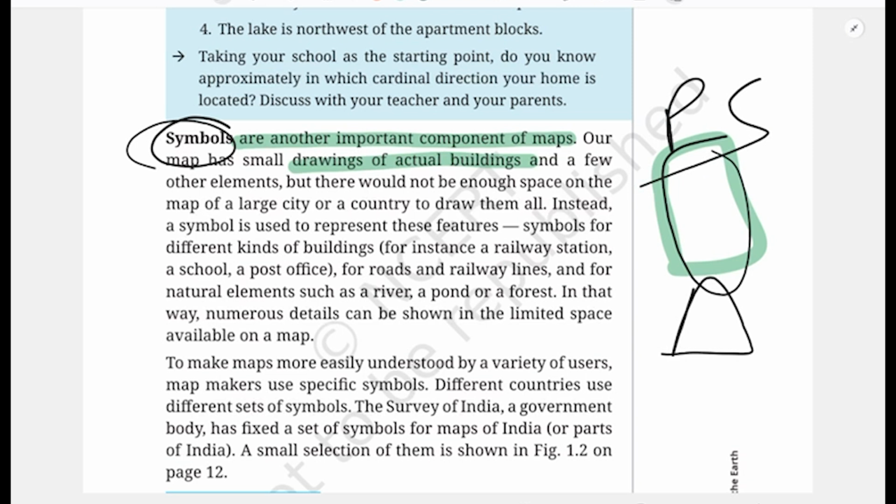All these are the symbols to represent the actual buildings and a few other elements, but there could not be enough space on the map of a large city to represent them as they look. So they take the aid of symbols. Symbols stand for different kinds of buildings, for instance, a railway station, a school or a post office, for roads and railway lines, and for natural elements such as a river, a pond or a forest. In that way, numerous details can be shown in the limited space available on the map.